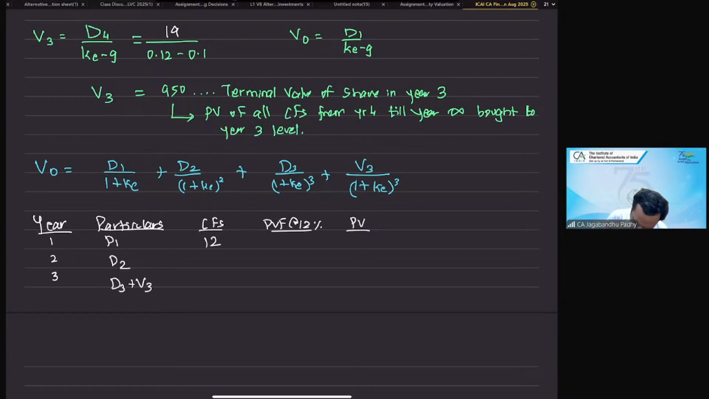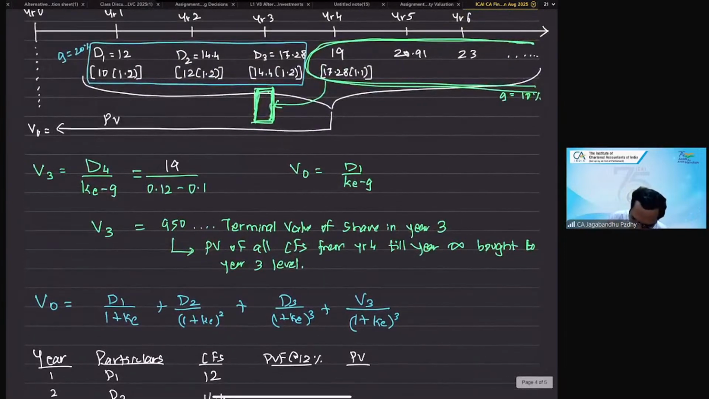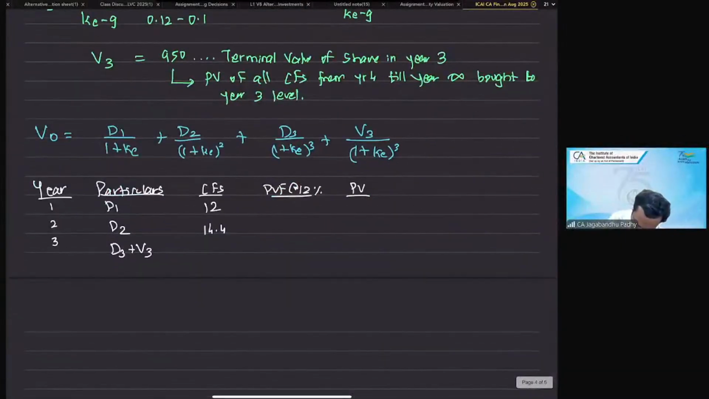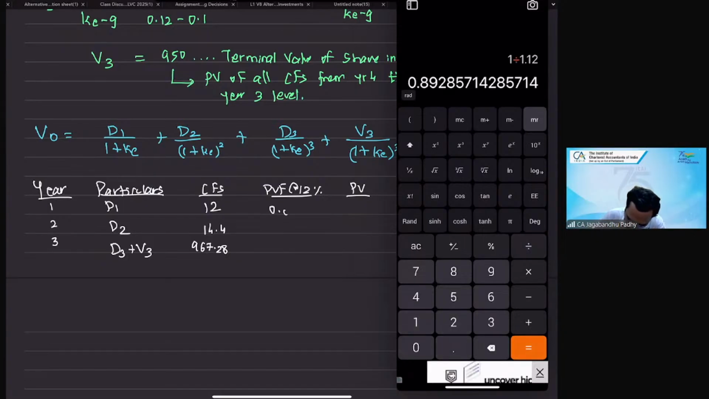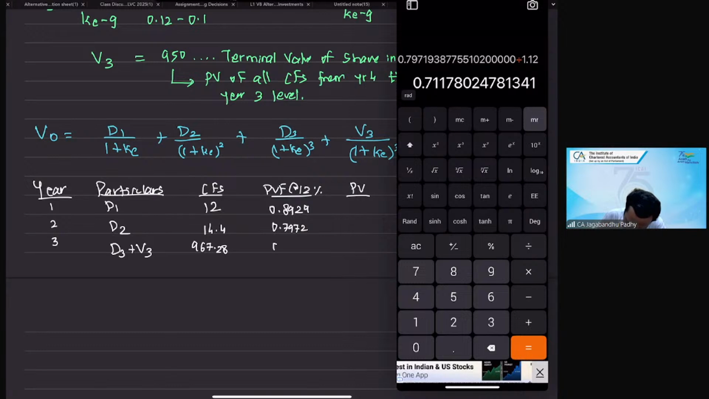So cash flows are like you get 12, you get 14.4, right? And the third year cash flow is going to be the dividend of 17.28 and 950, which is 967.28. So let's take the PV factor at 12% because I'm going to discount all the cash flows. So 1 divided by 1.12, that's 0.8929, 0.7972, and third year it's going to be 0.7117.